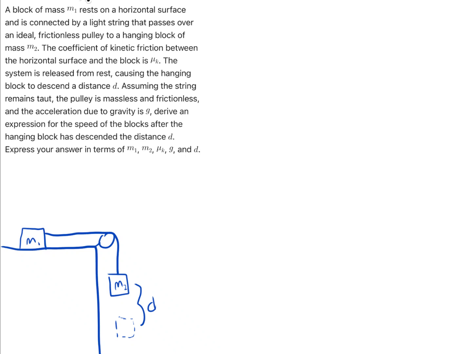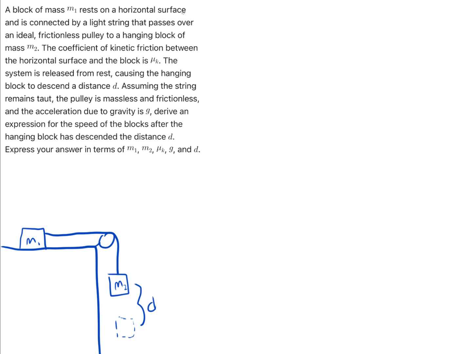A block of mass m1 rests on a horizontal surface and is connected by a light string that passes over an ideal frictionless pulley to a hanging block of mass m2. The coefficient of kinetic friction between the horizontal surface and the block is μk. The system is released from rest, causing the hanging block to descend a distance d.